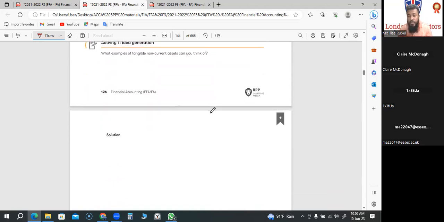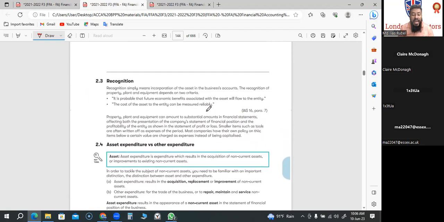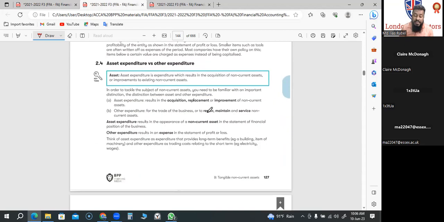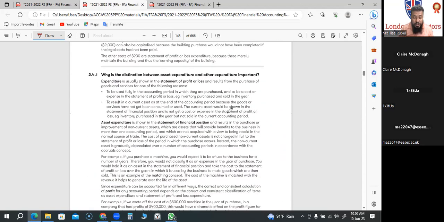So sip on your coffee and enjoy. Examples of tangible non-current asset, you are right. Building. Then you said machine and plant, P&M we call it, plant and machinery, fixtures and fittings, equipment, and so on. You can go on and on. Now, assets, we're going to recognize using the cost or revaluation method. We will go through this later on.